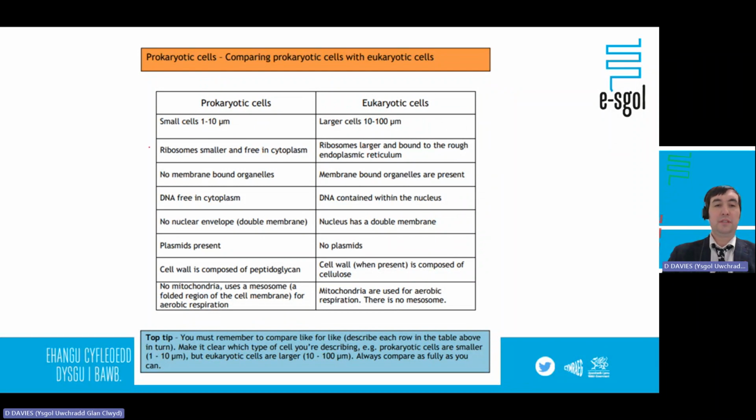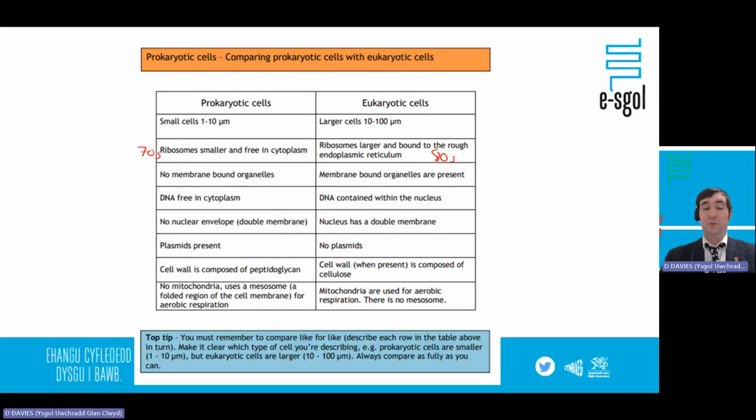So you'll sometimes see 70S ribosomes and 80S ribosomes. What that 80S means is there's 80 subunits. Okay, so ribosomes are made out of proteins. There's 80 basically amino acids that make up that protein. So these are smaller ribosomes, 70S, larger ribosomes, 80S.